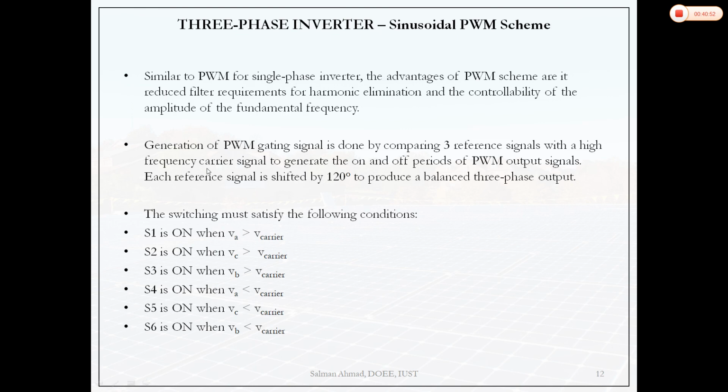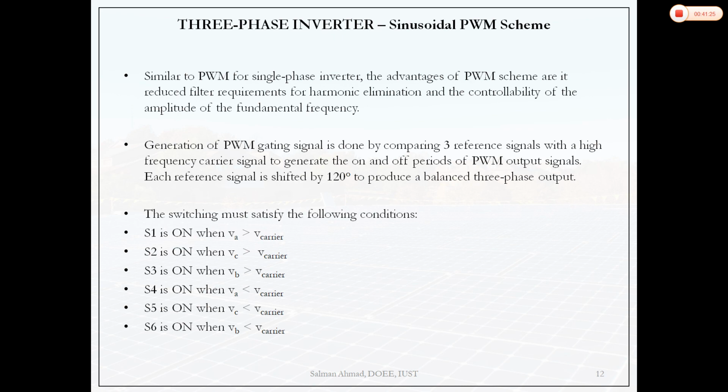For example, in leg 1 there are two switches, switch 1 and switch 4. Whenever VA is above the V carrier, that is, whenever the magnitude of the reference signal is more than the magnitude of the carrier signal, we turn on switch S1. Otherwise, we turn on switch S4. Similarly, in the other legs, we can design the logic to create the gate pulses for the waveform.